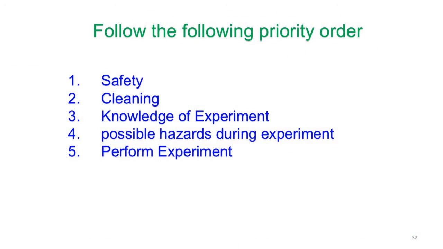Before starting an experiment, follow the following priority order. First priority for safety, second priority for cleaning, third priority for knowledge of the experiment, fourth priority possible hazards during the experiment, and last priority to perform the experiment. If you follow all the above priorities, then definitely you will get a good result. So performing the experiment has the last priority, and the first priority is safety. Always remember this.